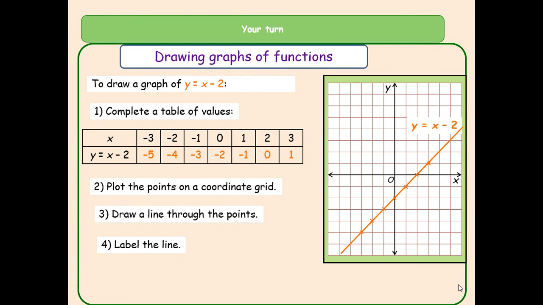It says here for step 5, you can always check if other points on the line fit the rule. So if I pick another point, would my x coordinate and y coordinate follow the formula or the rule? That's another way of checking. But the main thing you have to do is the first 4 steps. So complete the table of values, plot the points on the coordinate grid, draw a line through the points, and then finally label the line with the equation of the graph.